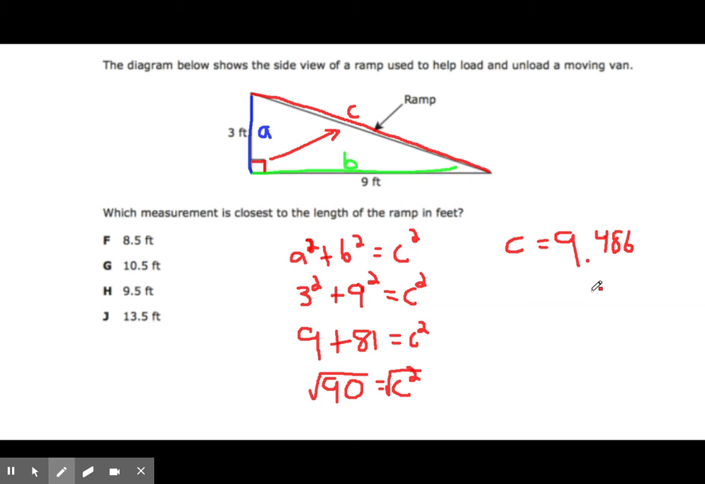All right. So the question is asking which measurement is closest to the length of the ramp in feet. And if I look, all my answer choices are rounded to the nearest tenth. So if I have this 9.486, if I round to the nearest tenth, that 4 is going to round up and give me 9.5. So what is this length? 9.5 feet.